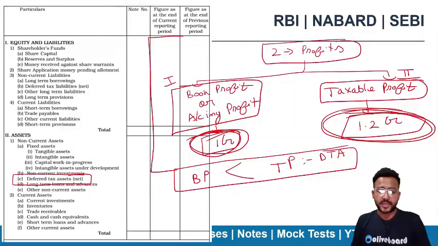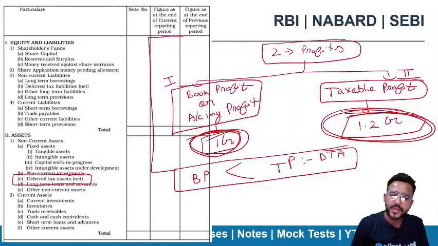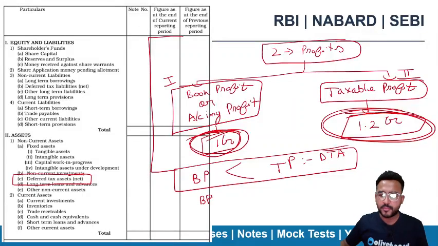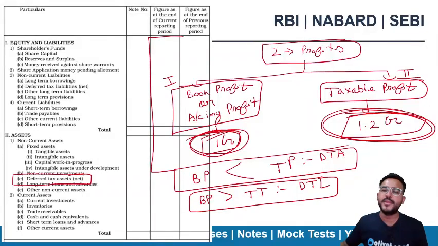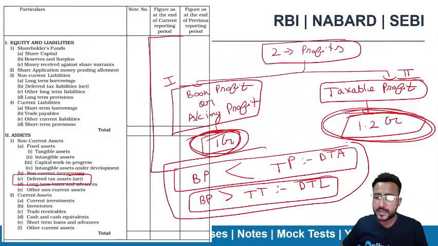Sir, this is too technical. Yes, it is too technical and you don't have to learn it. You just need to know that if your book profit is less than taxable profit, then you need to create DTA. Sir, what if my book profits are more than taxable profit? Then you need to create DTL, deferred tax liability. That's how it works. For your examination purpose, only this part will be important. Rest all the other things that I said are not important.